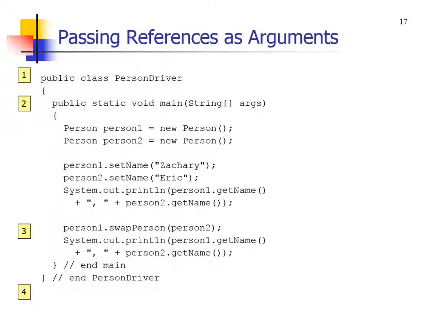Y'all remember that, right? What does mutate mean? Change, especially if it's a set. That's your keyword, set. If I'm setting something, I'm mutating it. I'm changing it. If it was a get, what kind of a method would it be? Accessor. Correct. So we've got that. Then once we use the get name down here, we're getting person 1's name, right? And person 2's name. So we'd have Zachary, comma, Eric, right?